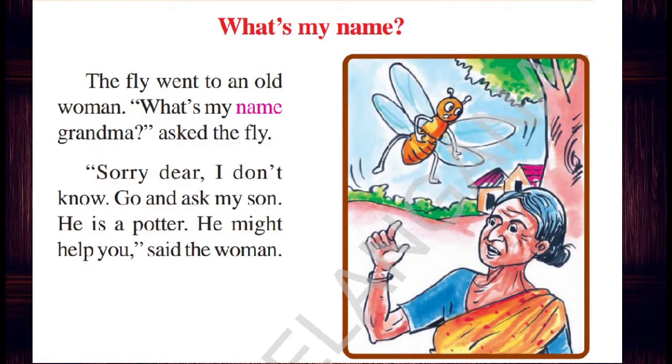Children, now I will read this lesson. Listen carefully. Our lesson name is What's My Name? The fly went to an old woman. What's my name, Grandma? asked the fly. Sorry, dear. I don't know. Go and ask my son. He is a potter. He might help you, said the woman.